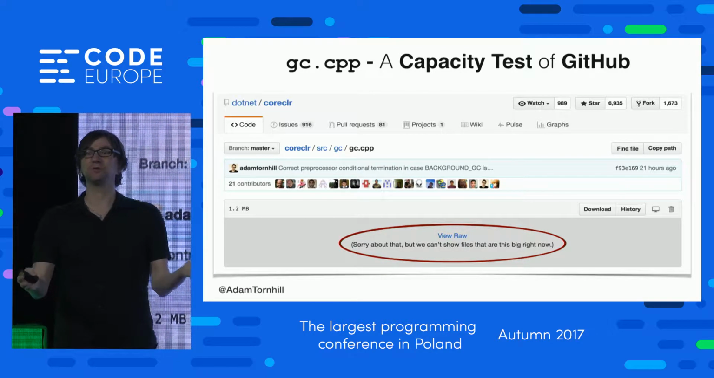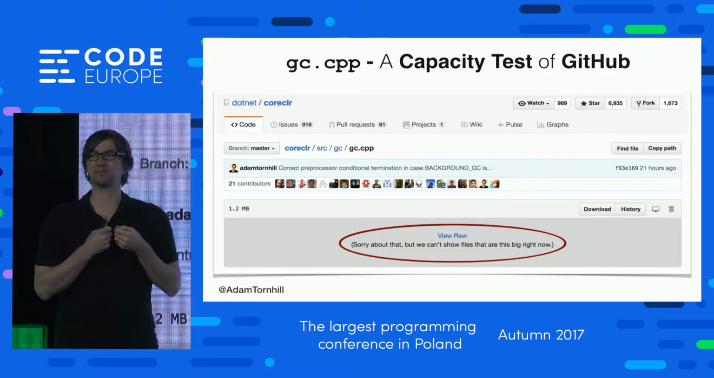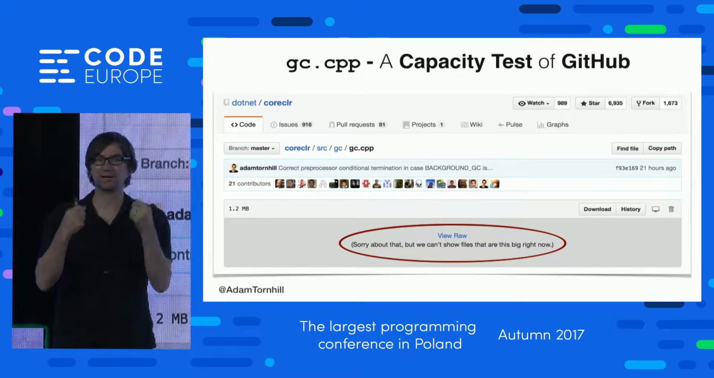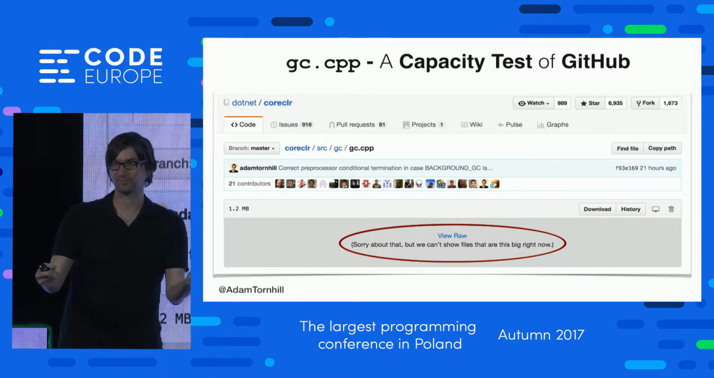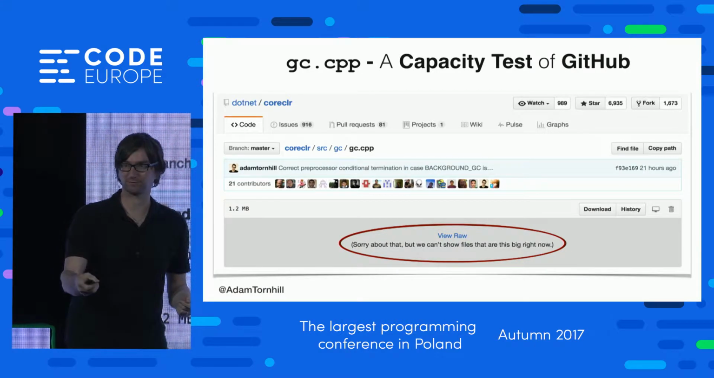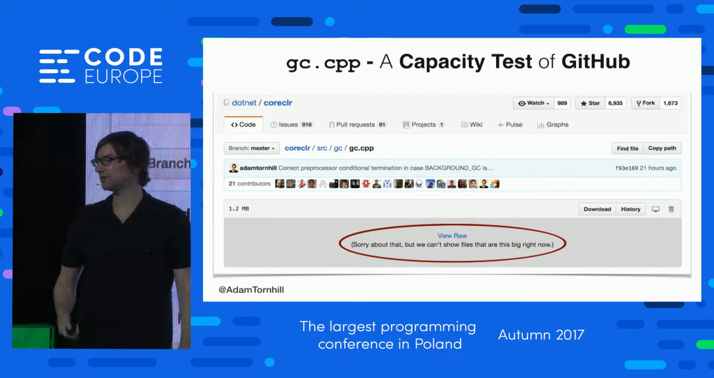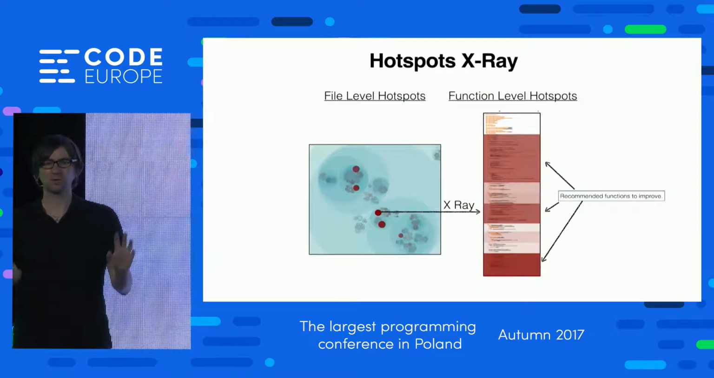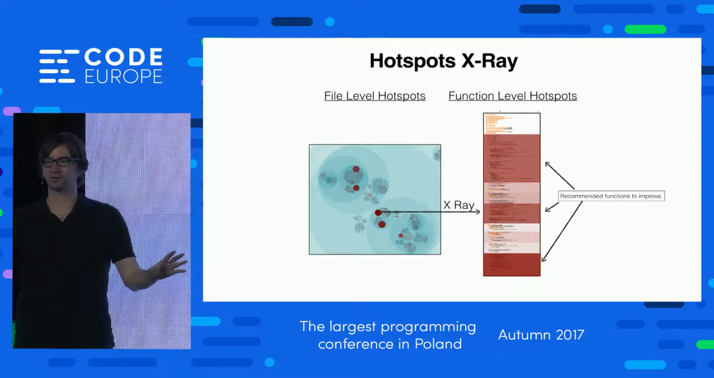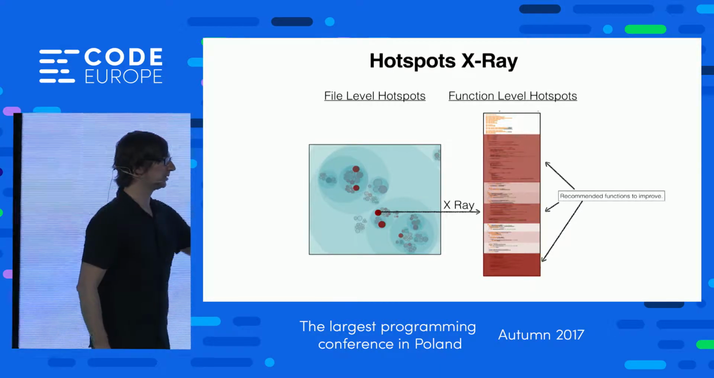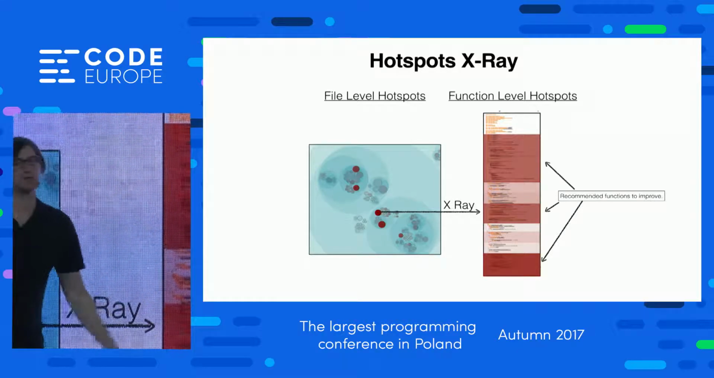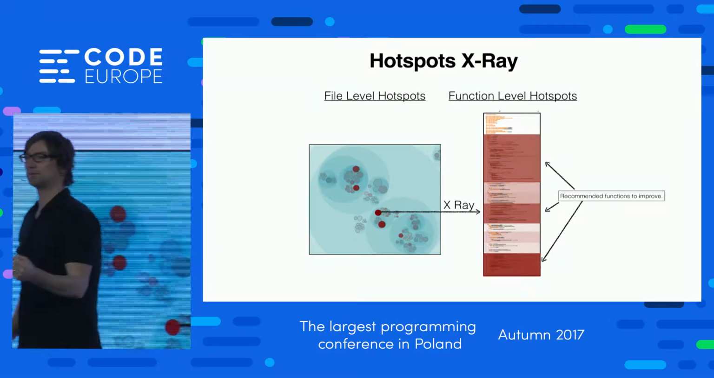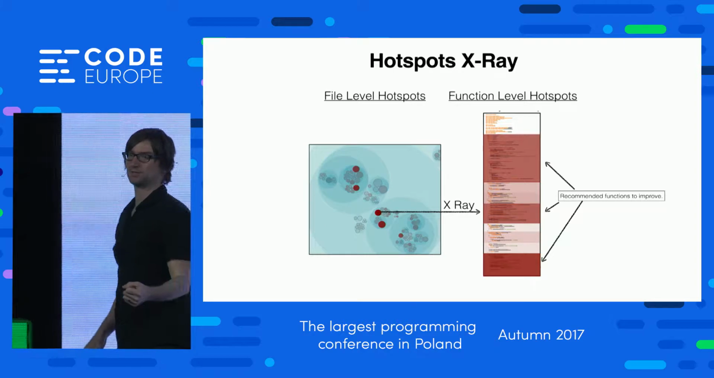And besides, how useful is it to know that gc.cpp is a hotspot? How do you act upon that information? The answer is you don't. We need much more detailed information. So what I suggest is this. Once we identify those big hotspots, what we do now is that we simply take the file and we parse it into different functions. And then we run exactly the same analysis, but on a function level, right?